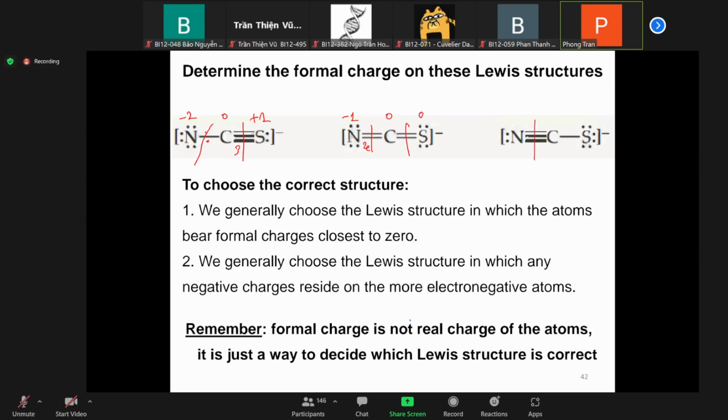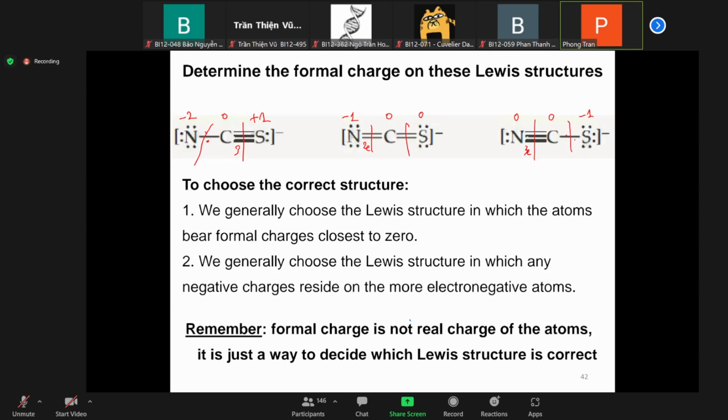Now, for the third compound, you have 3 electrons here. So in total, you have 5 electrons for the nitrogen. So the formal charge for the nitrogen will be 0. The carbon will have 4 electrons because it's like this. So in total, you have formal charge 0. And the sulfur will have 6 plus 1, 7. So you have -1 as the formal charge.